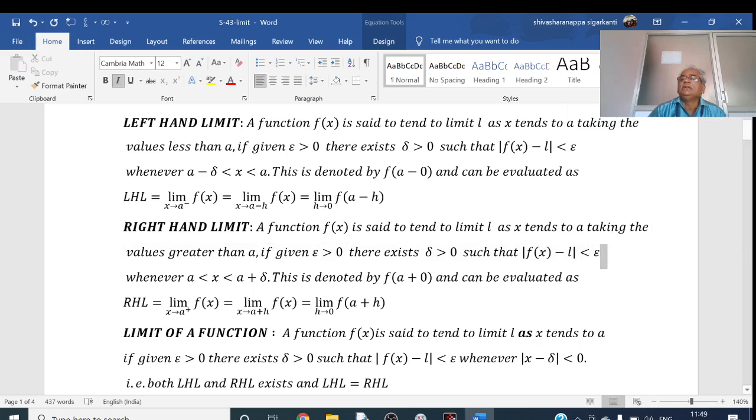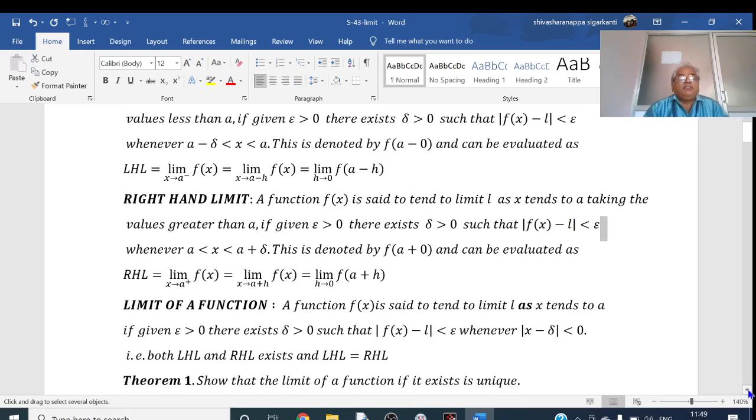Now, when do we say that the limit of a function exists? Here we have the idea of left hand limit and the right hand limit. If these two limits are the same, that is, left hand limit is equal to right hand limit, then we say that the limit of a function exists. Otherwise, it does not exist.